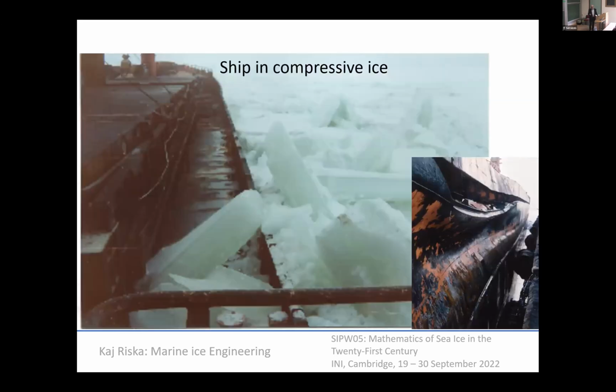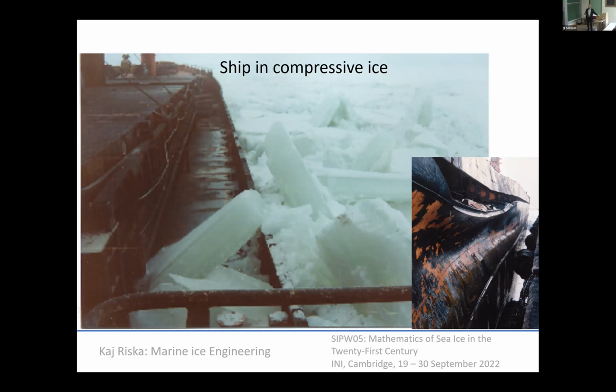Then another question, what is important, is ships in compressive ice. This is a ship which got stuck in ice, and as you see, the ice started to pile on board. And this was the result. Ship didn't sink eventually, just lost sort of half a meter of the beam, as you see here. And this is anyway a question.